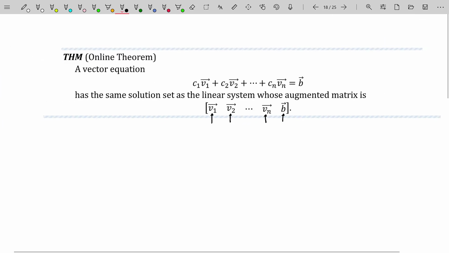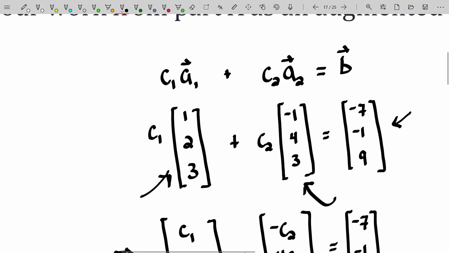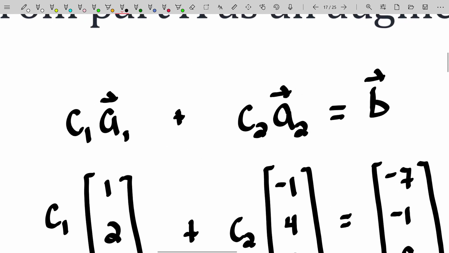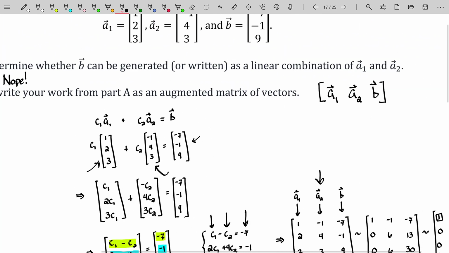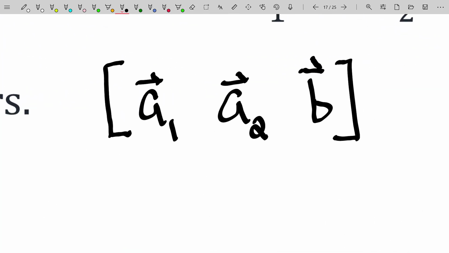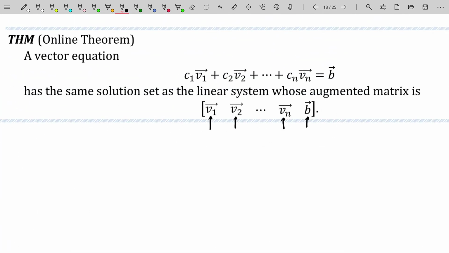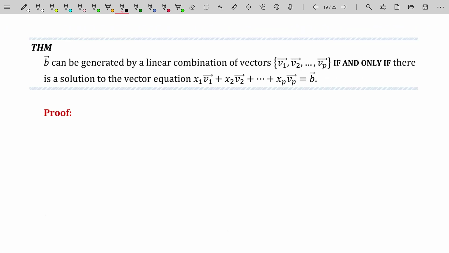This aligns very nicely with our previous example. This guy right here, we started with building a vector equation and we found out the solution of this vector equation was basically aligned to the solution of the system whose augmented matrix was this guy right here. The first column being the vector a sub 1, the second column being the vector a sub 2, and the rightmost column being the vector b. Now, honestly, I'm not going to prove this theorem. However, the next theorem I actually am going to prove. And here is that theorem.